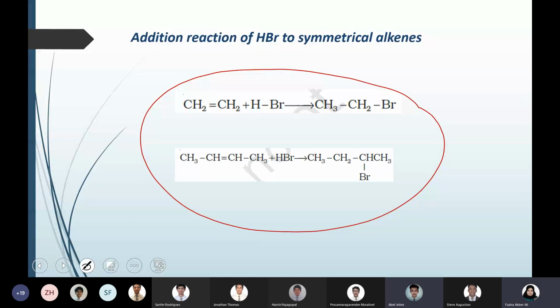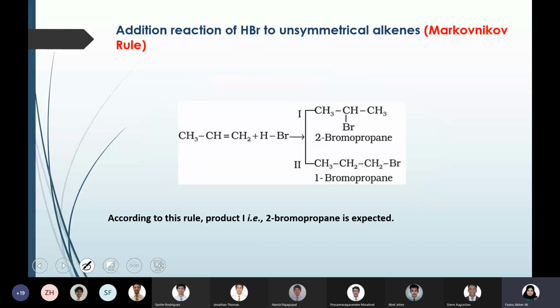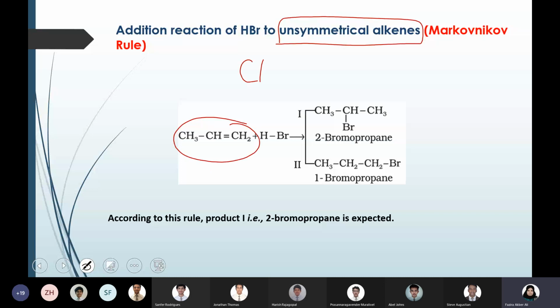And the problem comes when your alkene is unsymmetrical. This is very important in this chapter, because there are a lot of applications of unsymmetrical alkene addition and usage of Markovnikov's rule. So when you have an unsymmetrical alkene, like in the example, I'm rewriting the molecule CH3, CH, double bond, CH2, and you're adding HBr.